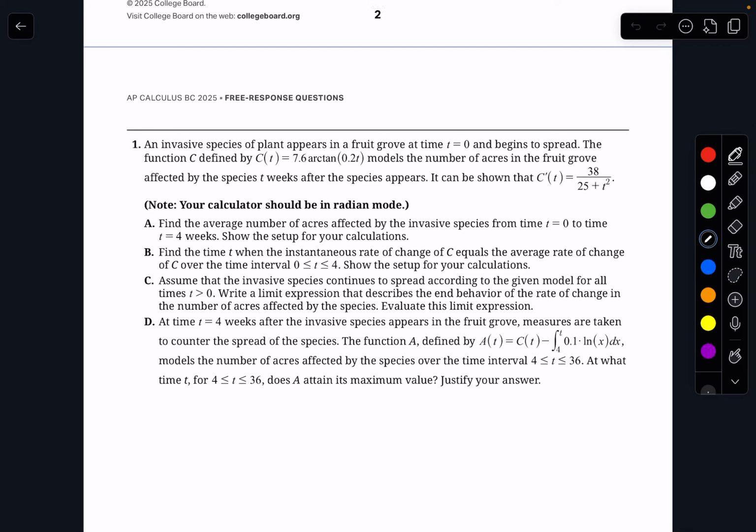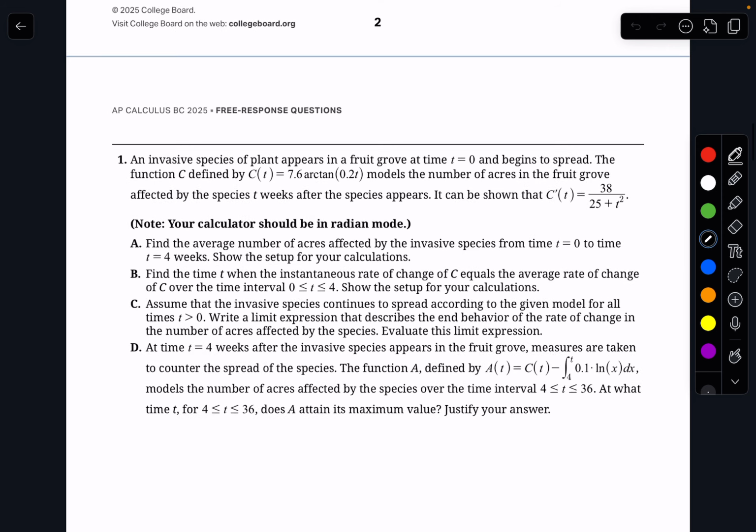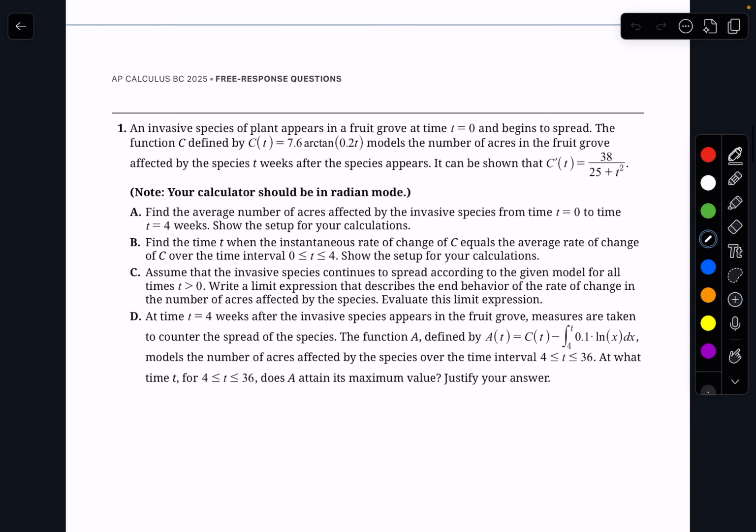Today we're going to be talking about the AP Calculus BC 2025 FRQ number 1. Let's get right into it. So this is known as the famous invasive species of a plant FRQ, and many people struggled with this, so hopefully you can check your answers if you remember it, and you're on that road to a 5, okay? So let's read right from the start.